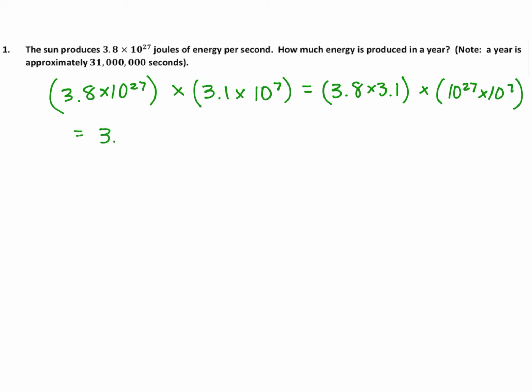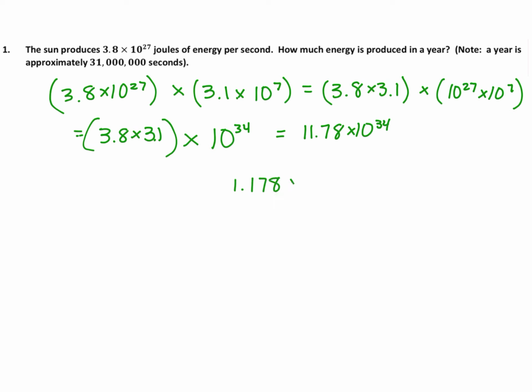So now we have 3.8 times 3.1 times 10, and then all we have to do is add the 27 and the 7, which gives us 34. 3.8 times 3.1 is 11.78, but we're not in scientific notation yet because 11 is not between 1 and 10. It should say 1.178 times 10 to something.